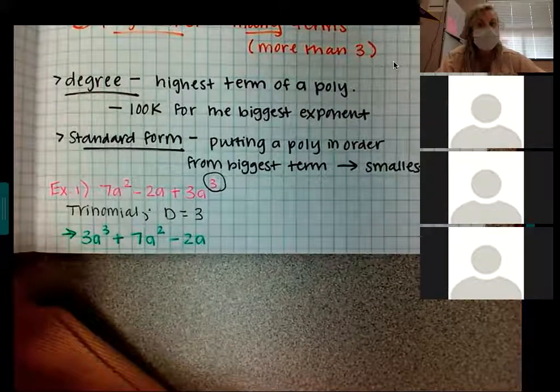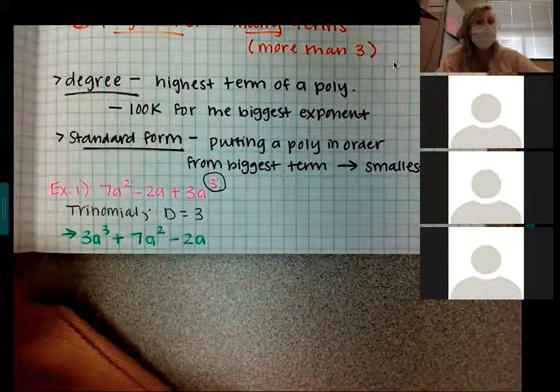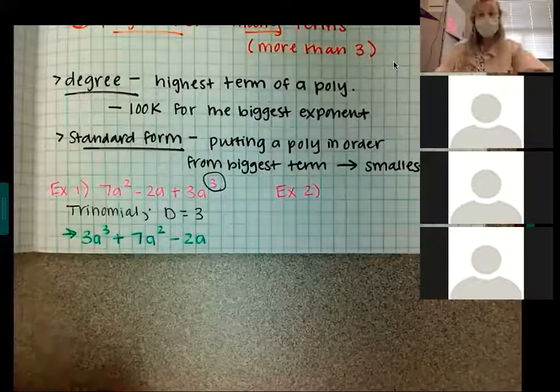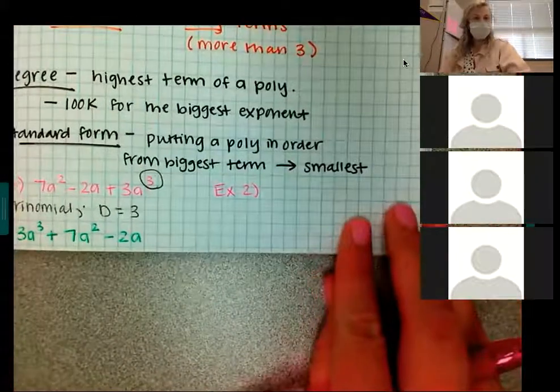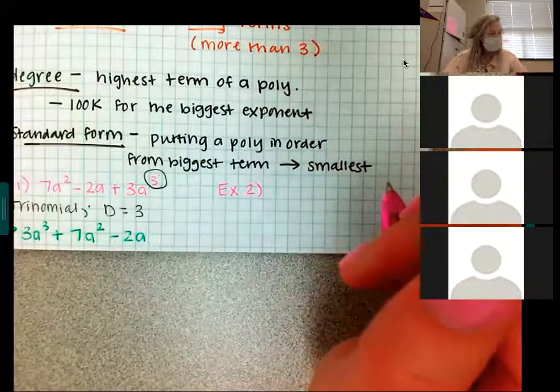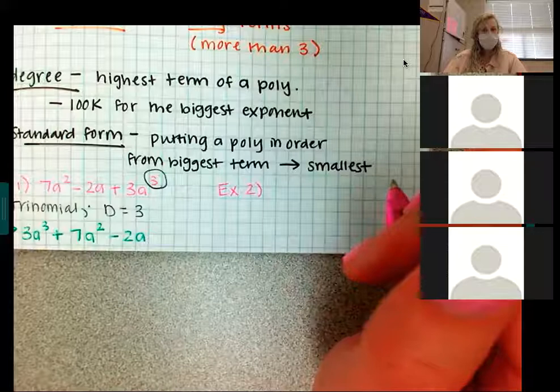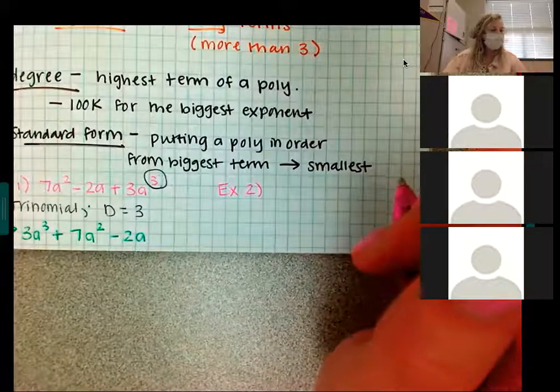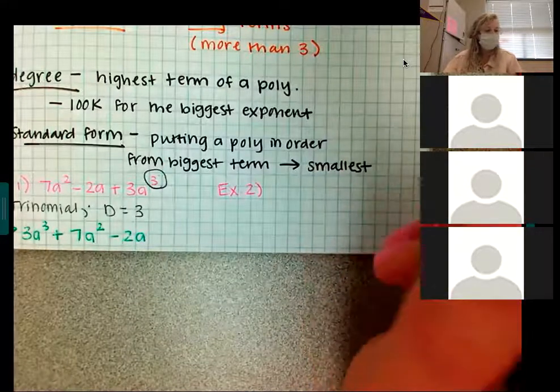It should be pretty easy. You were supposed to learn it in 8th grade, but I know a lot of y'all went virtual, so that's okay. So you guys are trying example 2. You're going to name it, classify it, tell me the degree, and then you're going to put it in standard form if it's not already in standard form.